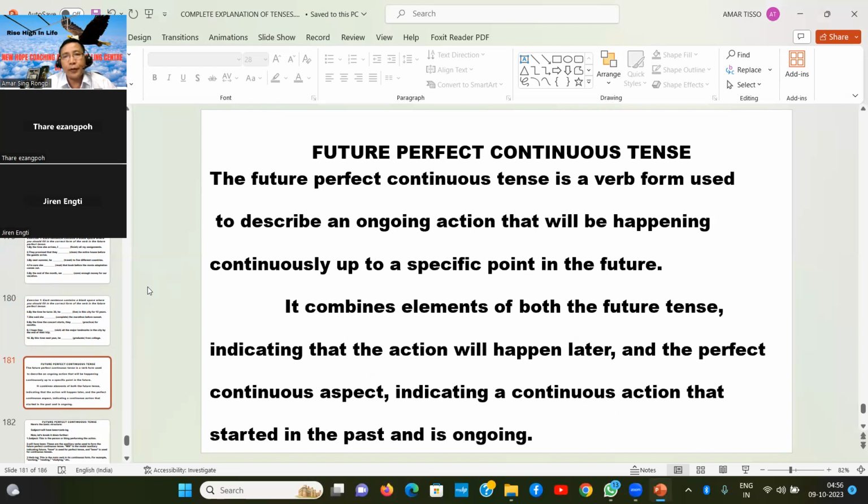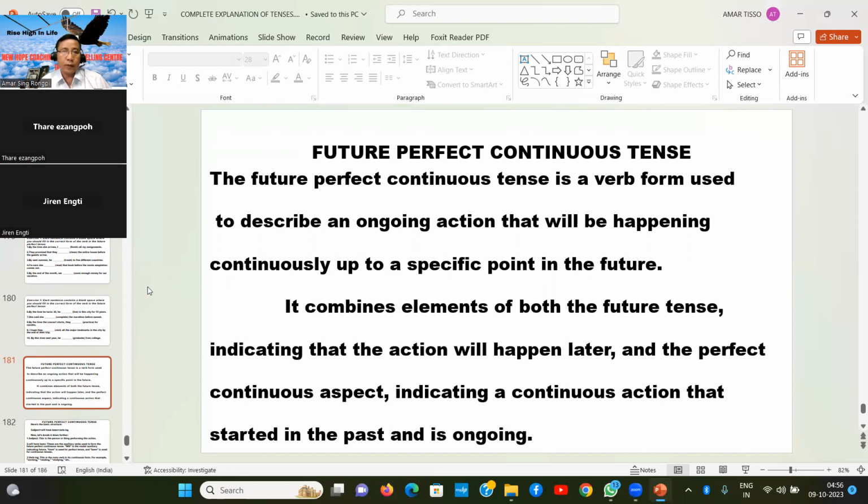Future perfect continuous tense. So you can see, look at the name, future perfect. Future means it is going to happen, not yet happened. Perfect means in the future that work will be completed. Not only completed, but it will be continuous. That type of action in the future, which will be started and which will be going on in the future. If you want to talk about that action, then you have to use the future perfect continuous tense.